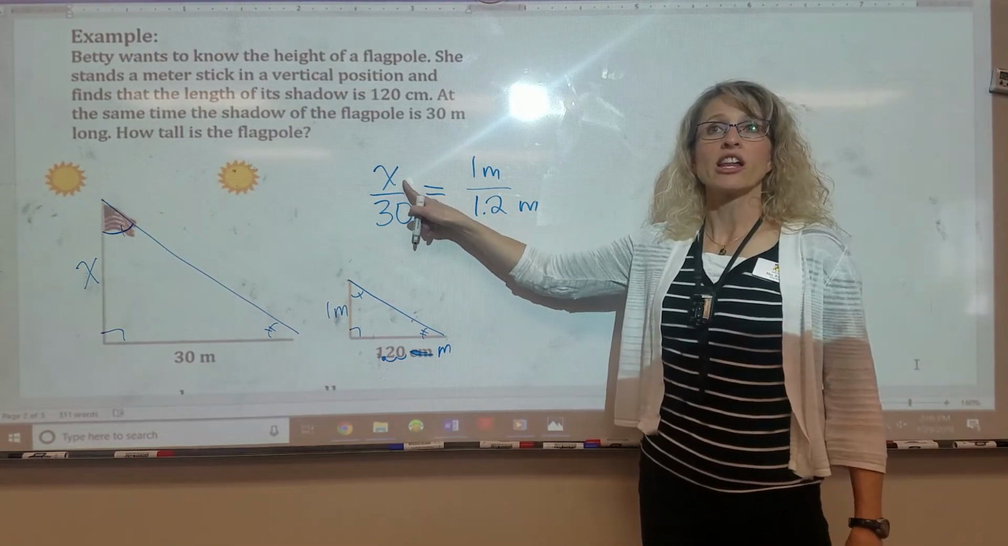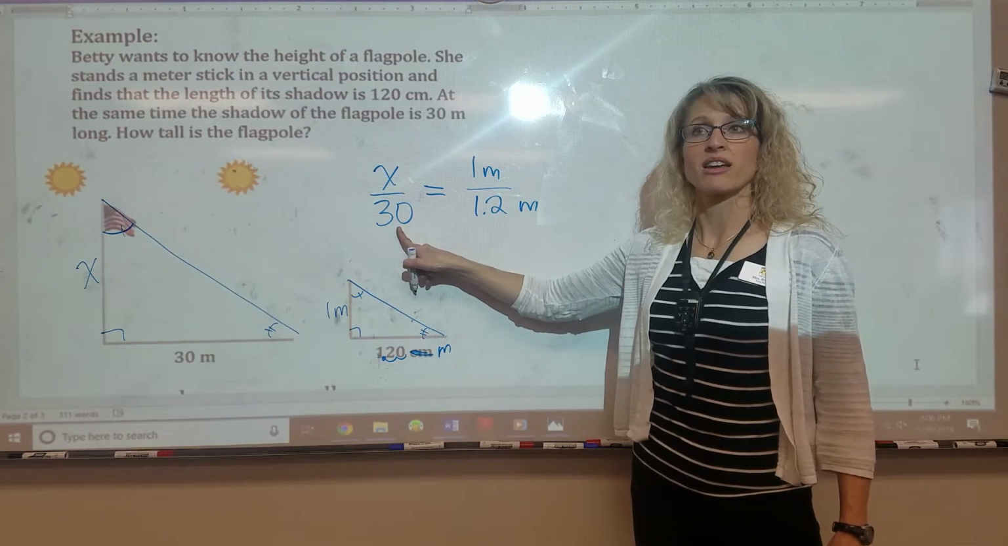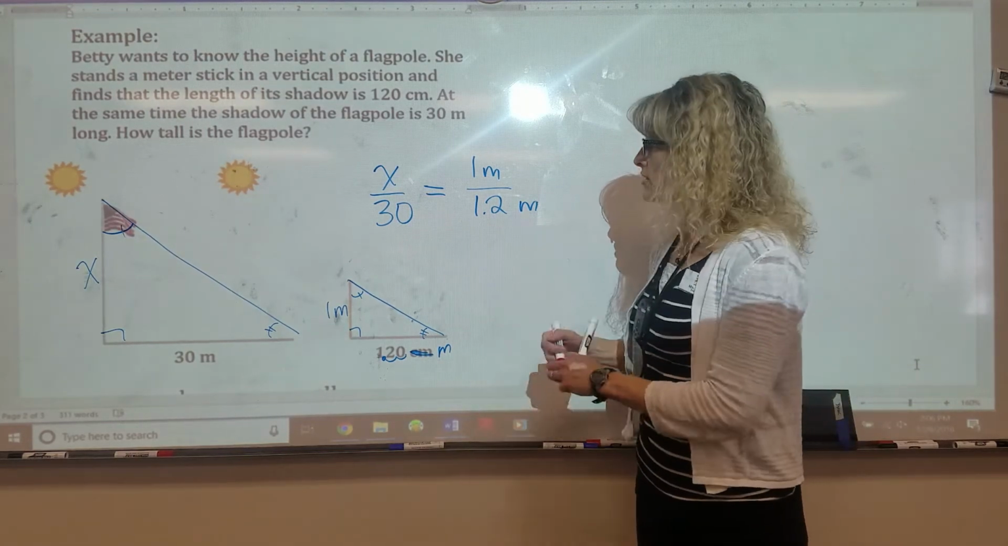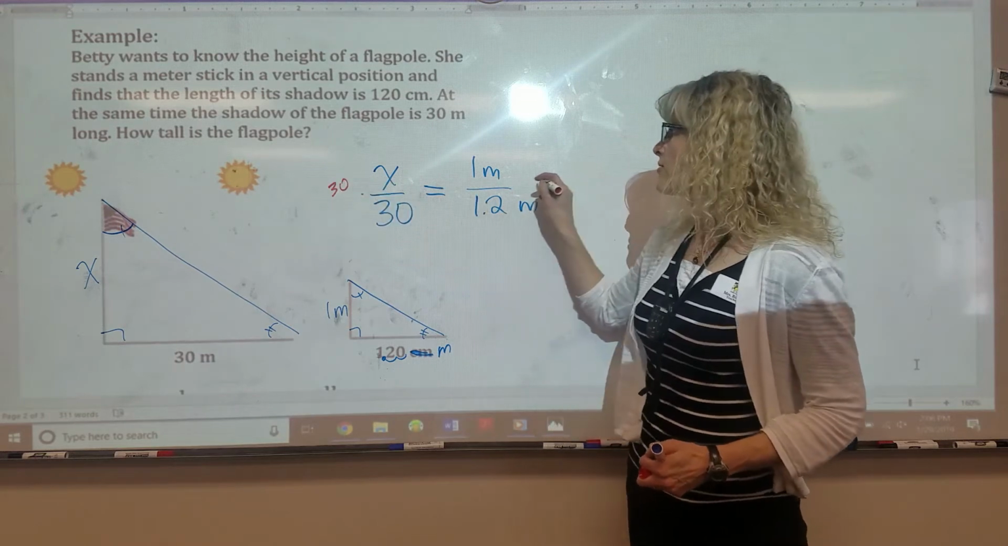Solving for x, all I have to do is multiply both sides by 30. So we're going to do that. Times by 30.